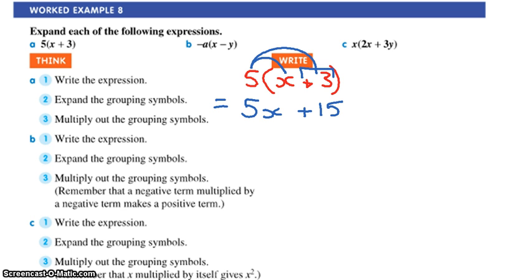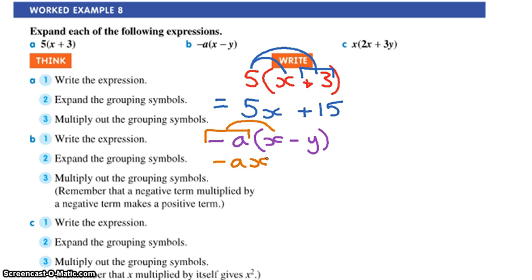Alright, the next one. B, you've got minus A outside of x minus y. Now I just put a box around the plus and the 3 in the previous one. It's really important that you do that, especially in questions like this, because you need to know what you're multiplying. This one, you're doing the minus A times the x. If you did A times x, you'd get AX. If you do minus A times x, you get minus AX.